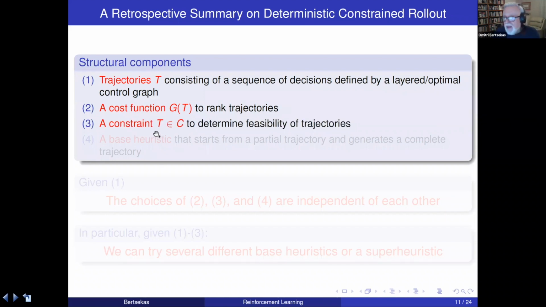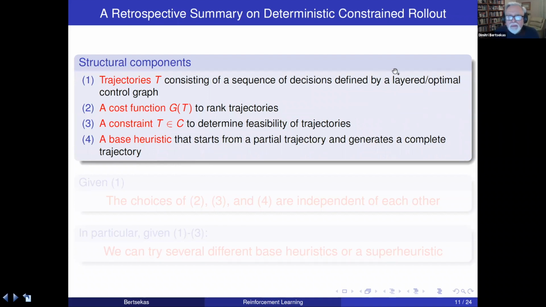We have a very general set of constraints, which you can check. We assume that you can check it and determine feasibility of the trajectories. And we have also a base heuristic that starts from a partial trajectory and completes it, generates the remainder to form a complete trajectory. So these are the ingredients of our framework.